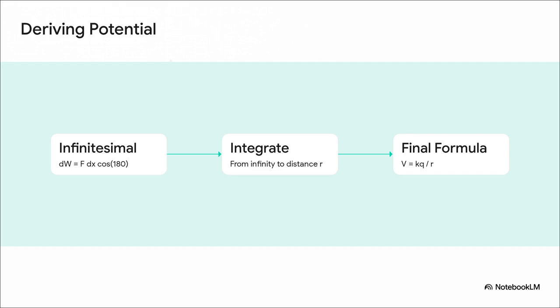To find the total work, we integrate this expression from infinity all the way down to our target distance r. Since the electric force relies on a 1 over x squared relationship, integrating that gives us negative 1 over x. The two negatives perfectly cancel out, and when you plug in infinity as a limit, that term just goes to 0. What we're left with is the incredibly elegant formula V equals K times Q divided by R.